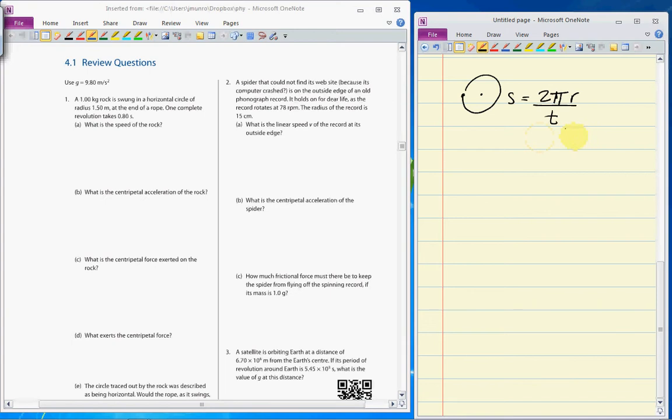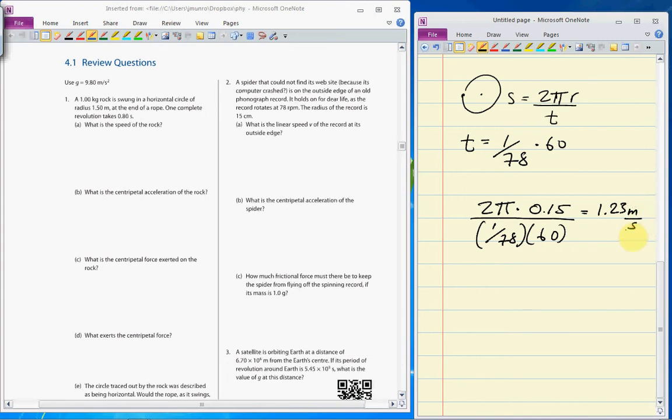We can figure out the time for a single rotation by taking the number of rotations per minute and converting that into how much time it takes for a single second. So the time is equal to 1 over 78 times 60. We'll just keep that as a full value and plug it into our formula. So 2 pi times r, 0.15, divided by 1/78 times 60. Pulling all this out of the equation gives us 1.23 meters per second.